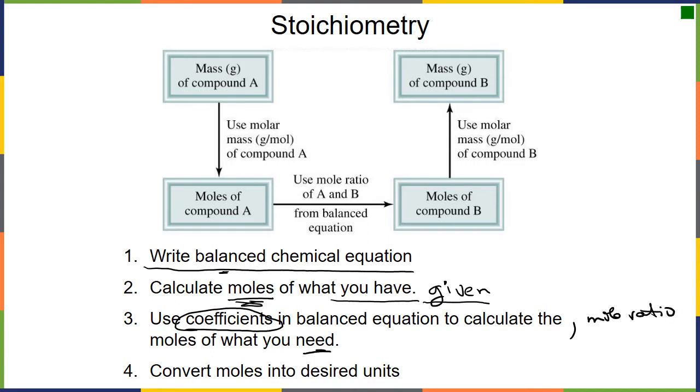And the last thing we're going to do is we're going to finish the problem. If it's going to be grams, we're going to use molar mass. If it's going to be molarity, we're going to use volume and our moles to get a molarity. So it depends on what we have for what we finish. But either way, step 1, balanced equation. Step 2, moles of what you have. Step 3, use the mole ratio to get moles of what you need. Finish the problem.